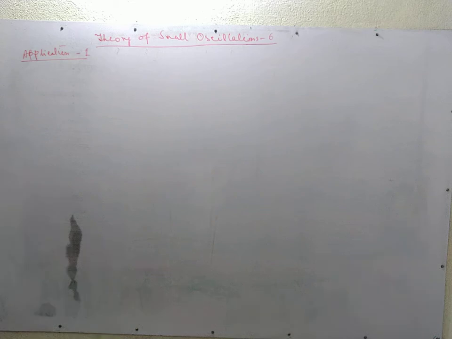In the last class, we completed the theory of small oscillation. Actually, we developed a theory for small amplitude oscillation about the stable equilibrium point, and we summarized the theory via the steps to be followed in solving problems related to small oscillation.